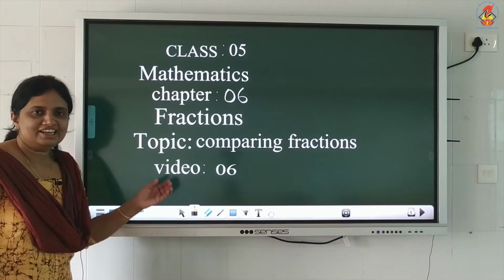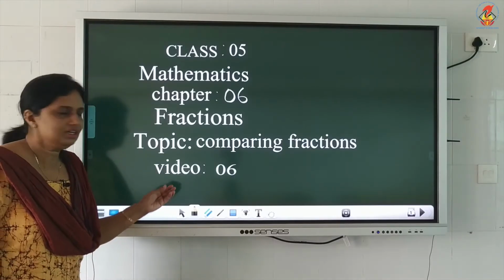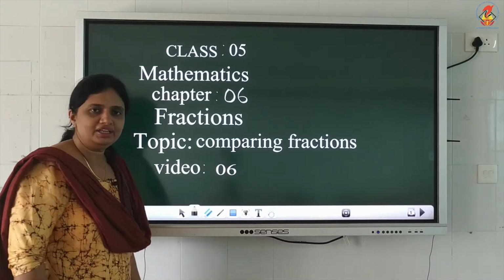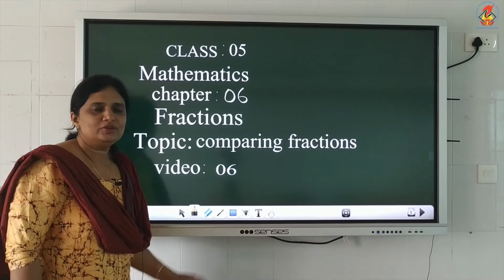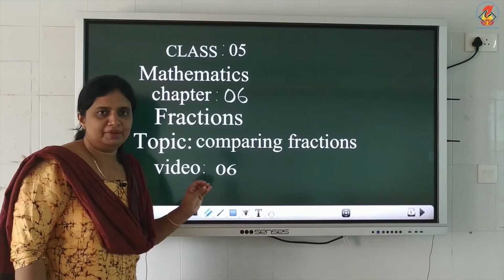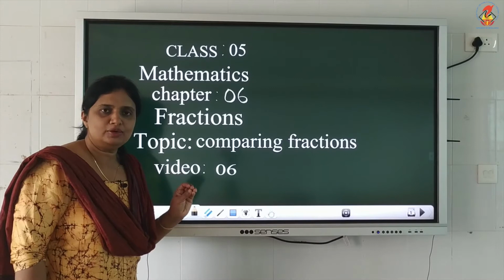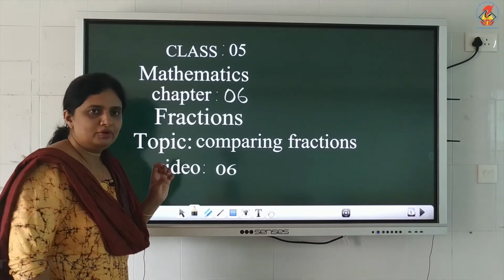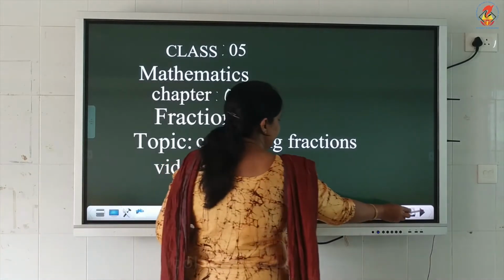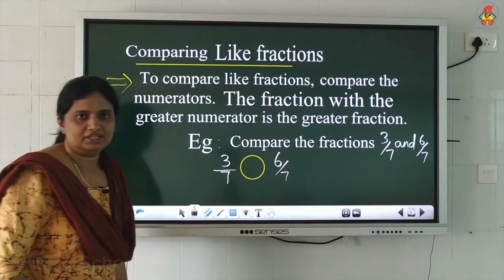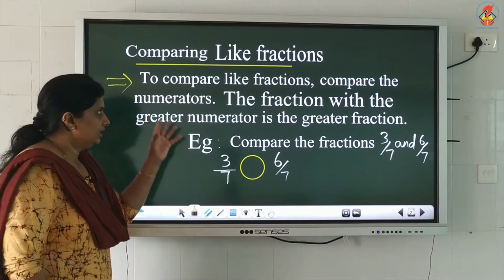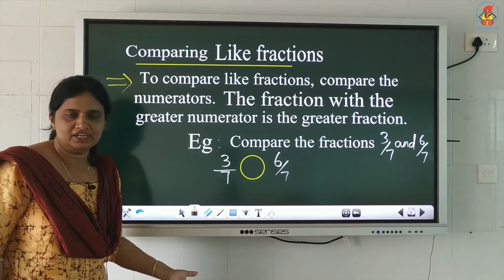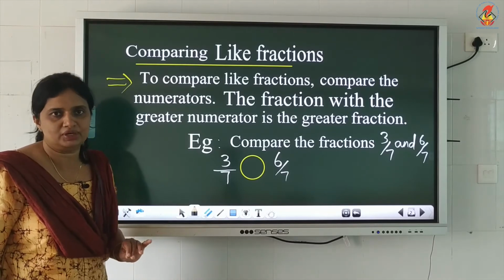Dear children, let us continue with the same chapter, fractions, but I will give you the new topic, that is comparing fractions. You studied comparing fractions last year also, but you studied only like fractions. And this year, we need to study unlike fractions also, right? Then I will repeat one more time comparing like fractions that you studied in 4th standard.